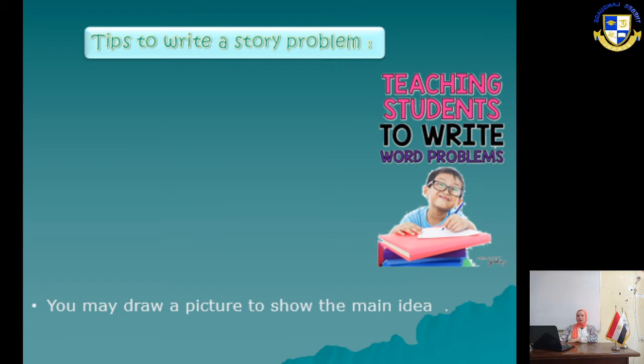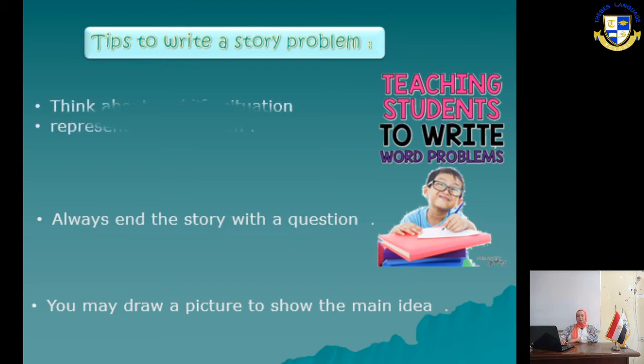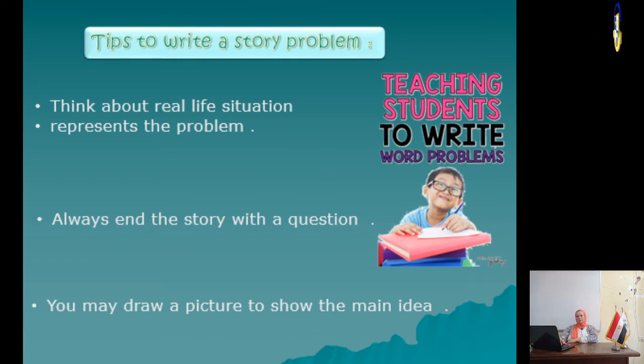Think about a real life situation, represent the problem, and always end the story with a question. You may draw a picture to show the main idea.